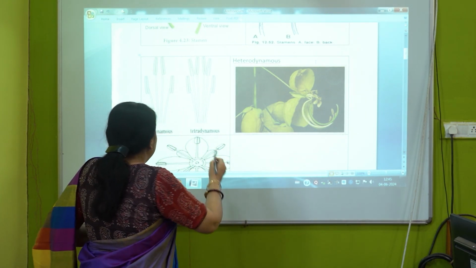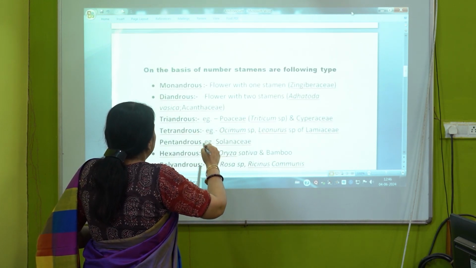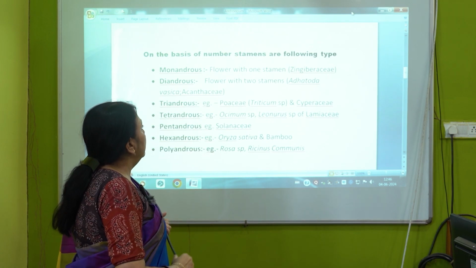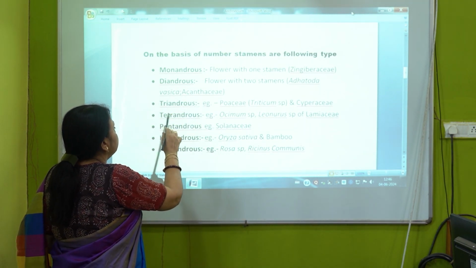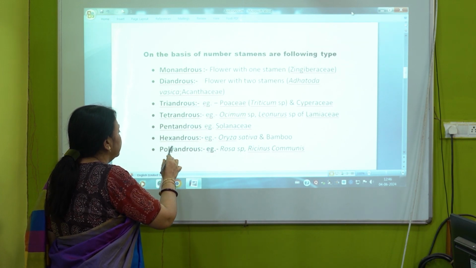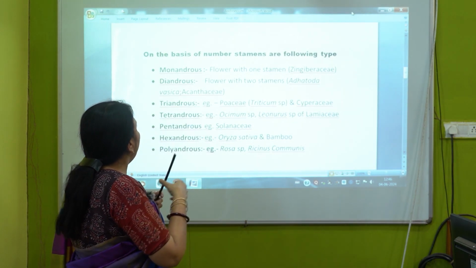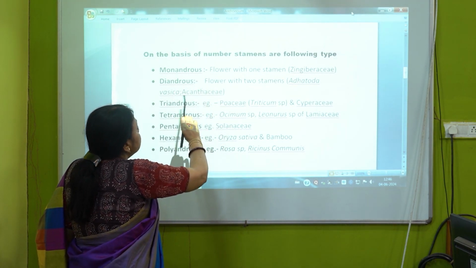Now, on the basis of the stamen, the flowers are of different types: monandrous, diandrous, triandrous, tetrandrous, pentandrous, hexandrous, and polyandrous. Actually, it is only on the basis of the number of stamens.